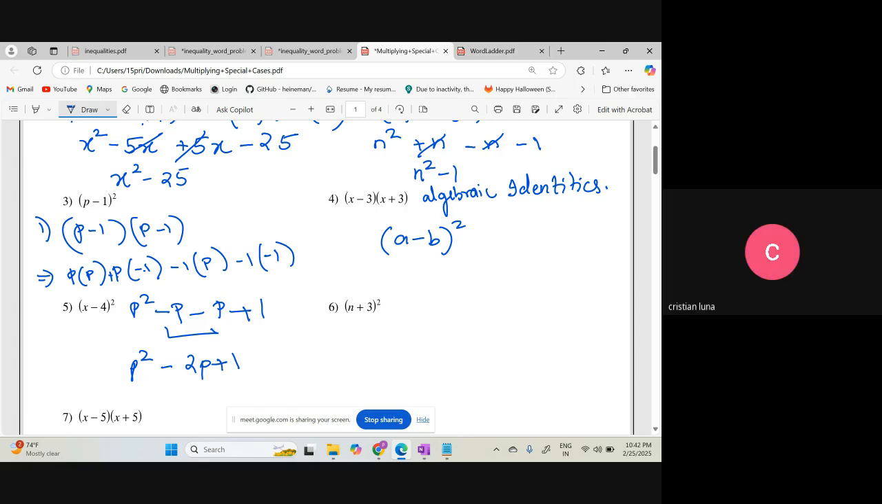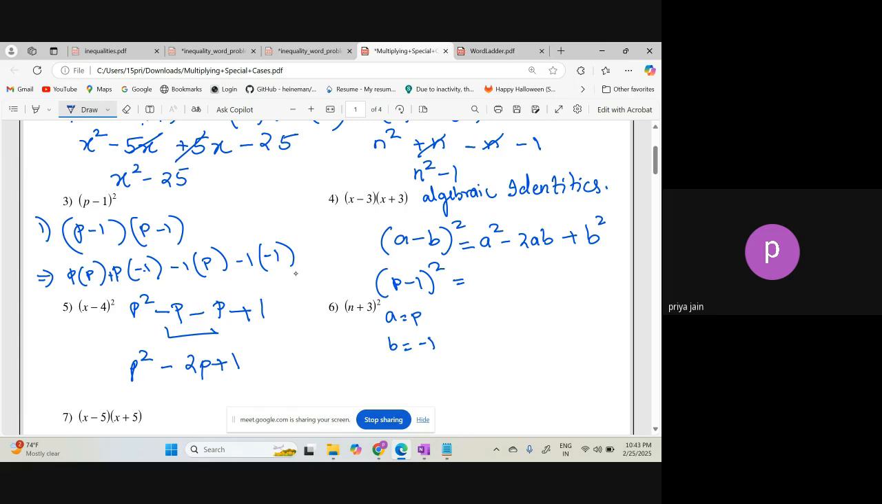So this will always give you a squared minus 2ab plus b squared. So you can substitute anything in this. For example, if I do p minus 1 the whole square, my a is p and b is negative 1. So wherever I have a, I can substitute.